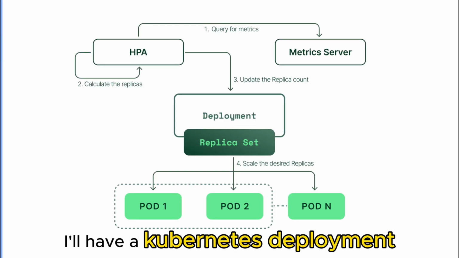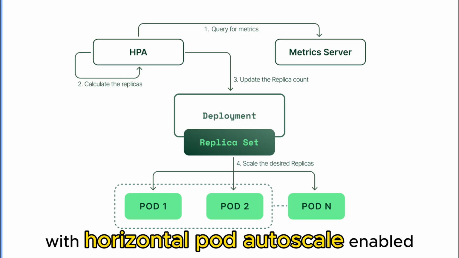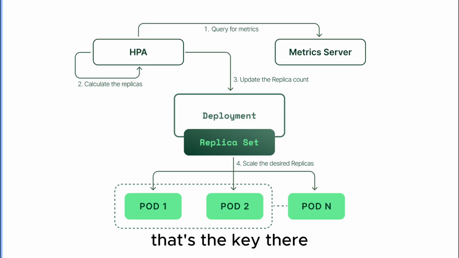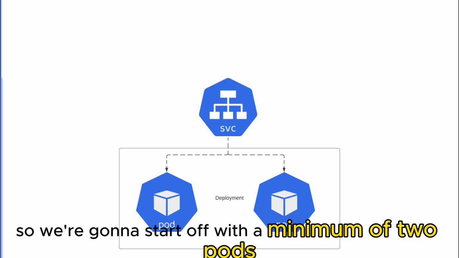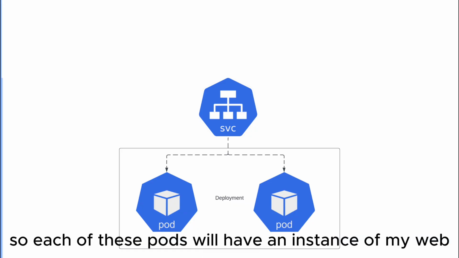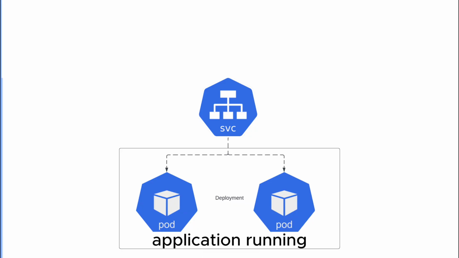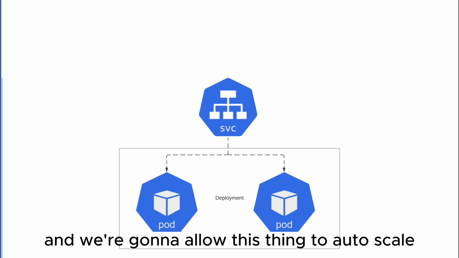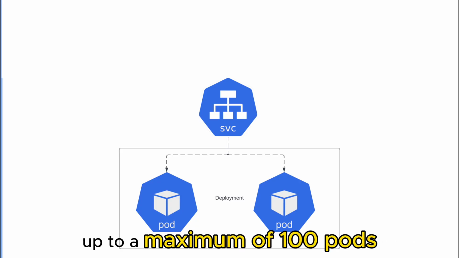Then I'll have a Kubernetes deployment with horizontal pod autoscaling enabled. That's the key there. So we're going to start off with a minimum of 2 pods. Each of these pods will have an instance of my web application running, and we're going to allow this thing to autoscale up to a maximum of 100 pods if needed.